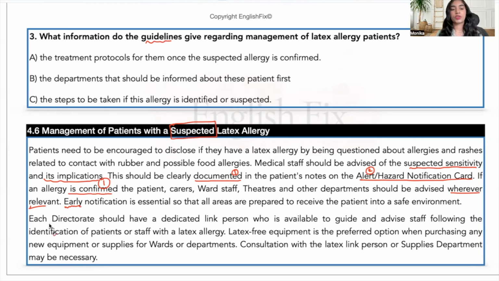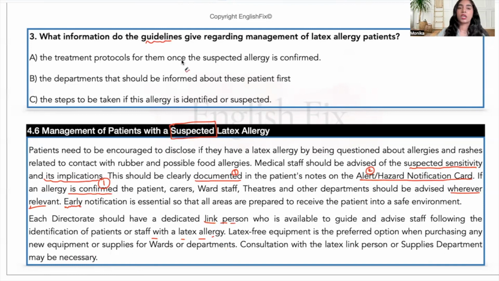Okay. Each directorate should have a dedicated link person who is available to guide and advise staff following the identification of patients or staff with a latex allergy. So whenever you have identified patients or staff with that allergy, then you need to do these things. Okay. Latex-free equipment is the preferred option when purchasing any new equipment or supplies for departments. Consultation with this may be necessary. Okay, so I understand what they are talking about.